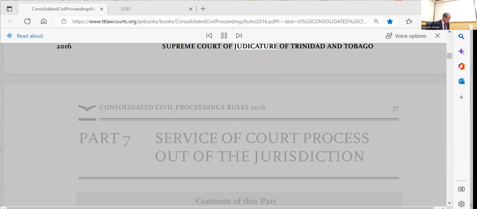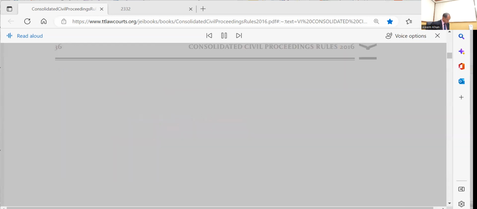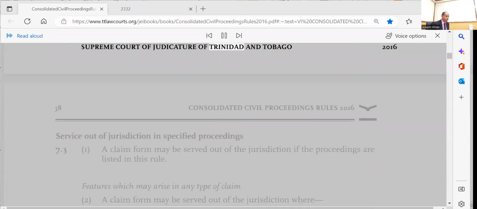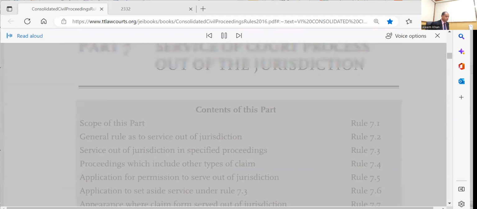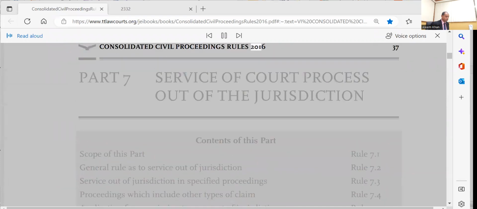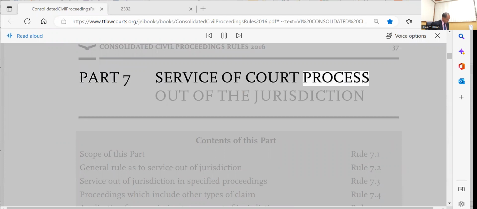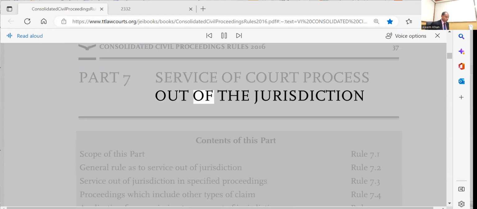2016 Supreme Court of Judicature of Trinidad and Tobago. Consolidated Civil Proceedings Rules 2016. Part 7: Service of Court Process Out of the Jurisdiction.